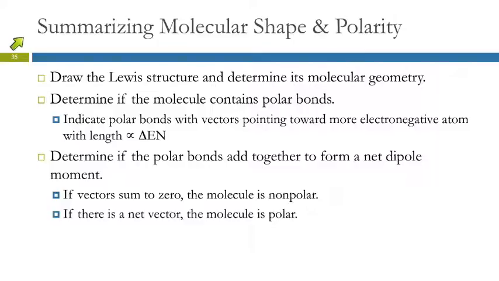Okay, so how do we figure out if something's polar? You have to draw the Lewis structure and figure out the molecular geometry. Then you need to see, are there polar bonds? If all the bonds are nonpolar, the molecule's nonpolar. Then you'd indicate the polar bonds with vectors pointing towards the more electronegative atoms. The length would be proportional to the difference in the electronegativity. Then you figure out, if I add those together, is it going to make a net dipole moment? If the vectors add to zero, it's nonpolar. If they do not add to zero, then the molecule's polar.